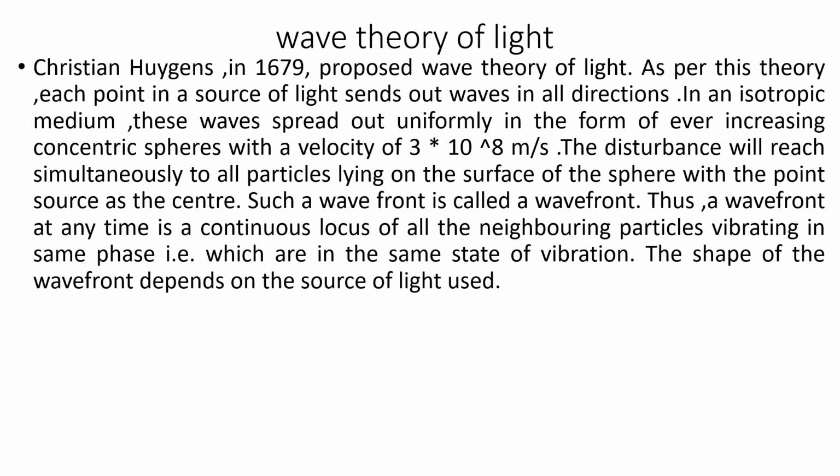It was Christian Huygens in 1679 who proposed this wave theory of light. As per this theory, each point in a source of light sends out waves in all directions.